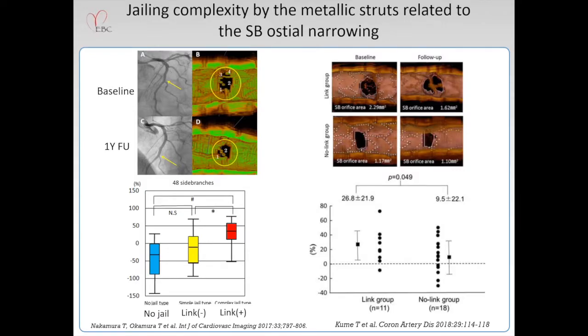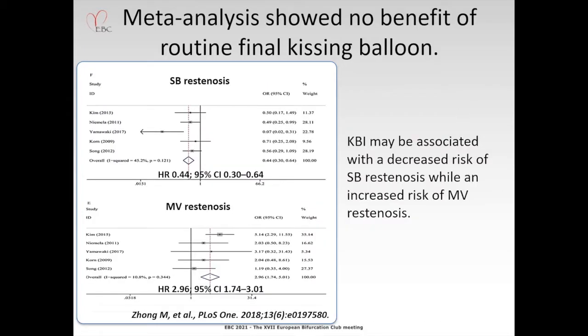The serial OCT observation of the jailed side branch without opening revealed that side branch ostium area decreased according to the jailing complexity. Small compartments divided by struts were filled with tissue attachment. However, kissing balloon may have potential problems. Meta-analysis showed KBI decreased risk of side branch restenosis, while an increased risk of main vessel restenosis.